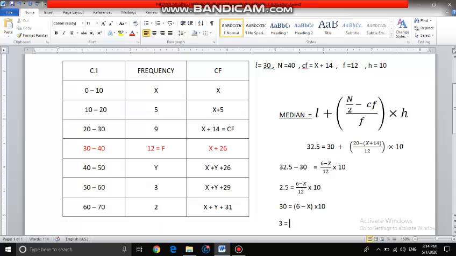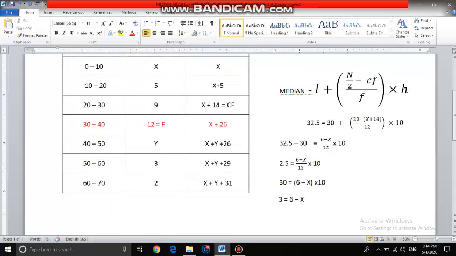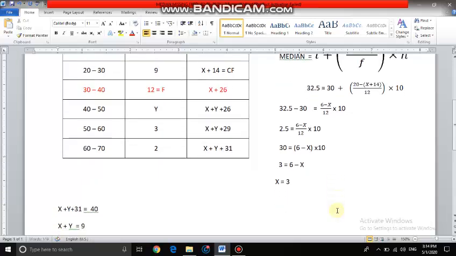3 equals to, because 30 by 10 is 3, equals to 6 minus x. So if I simplify this equation, you can bring x this side, so you will get negative x as positive x equals to, and 3 will go that side, 6 minus 3 is 3. So x value is 3.